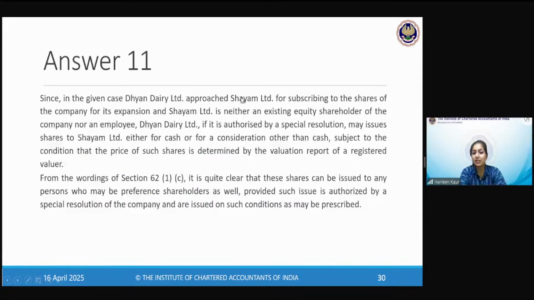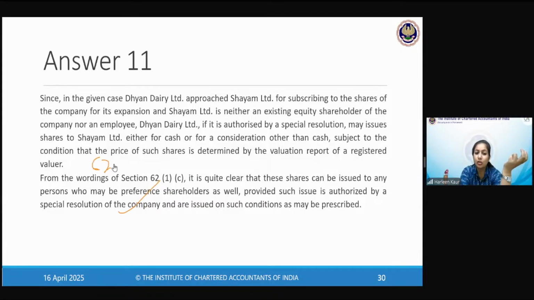So here the company has approached another company for subscribing the shares for expansion. Sham Limited is neither an existing shareholder nor an employee. If it is authorized by SR, either for cash or consideration, then the condition is that the price will be determined by the valuation report of the registered valuer. So again, it falls under the category of section 62, subsection 1, clause C. It is quite clear that these shares can be issued to persons who may be preference shareholders as well, provided SR has been passed. Is that clear to everyone? So what is your correct answer related to this?